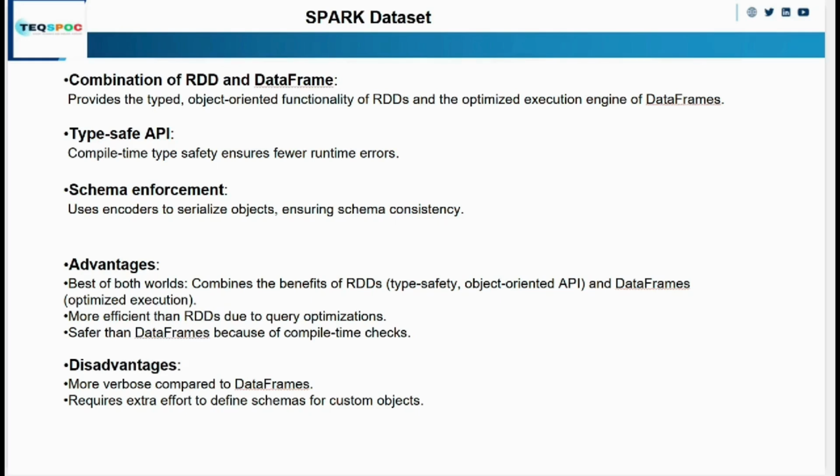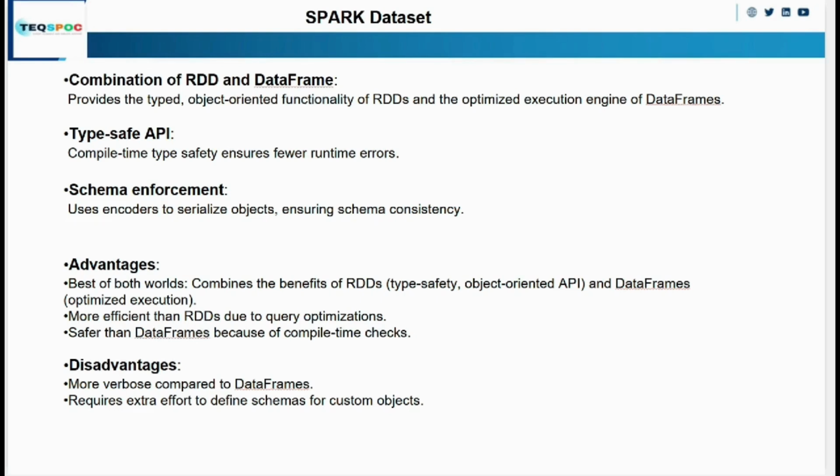Compile-time safety ensures fewer runtime errors. Now, in the DataFrame API in the previous slide, you did hear about the disadvantage. One of the disadvantages is that it is not type safe, which means whenever I'm trying to select or do any processing on any column, the column name that I provide, Spark doesn't check at compile time, meaning the Spark compilation will succeed even if the column name is wrong.